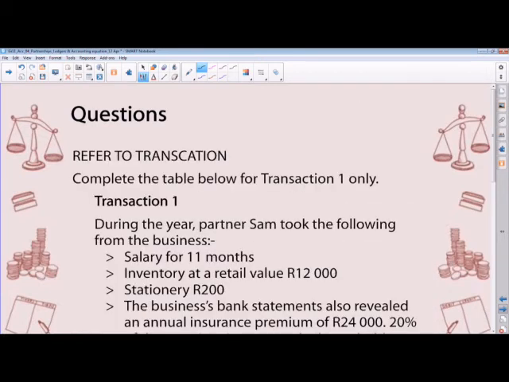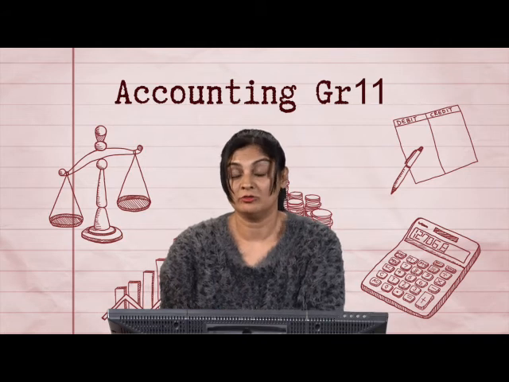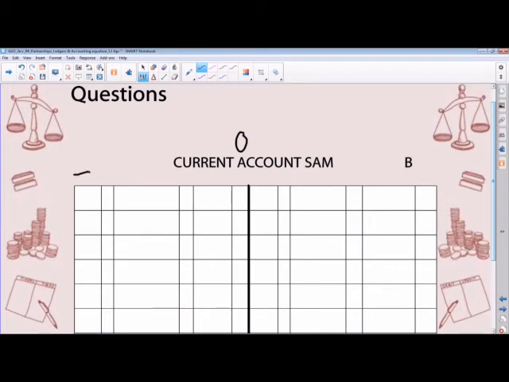The next account that they want us to complete is the current account for Sam. Now guys, this account is not going to take me very long because I've done all the calculations already, so it's just a recap on how to draw up the current account. Remember, your current account is owner's equity, minus plus. On the credit side, whatever the partner is entitled to. Remember, your partners are entitled to salary, interest on capital, share of remaining profit, bonus. On the debit side, whatever the partner has taken from the business, what he's taken out of the business.